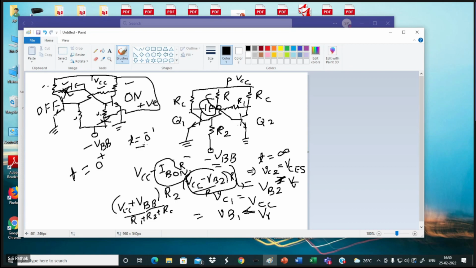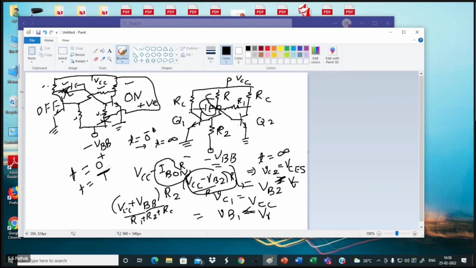It resembles t equal to infinity. T equal to minus, sorry, t equal to 0 minus resembles t equal to infinity case. Now I'm going to define t equal to 0 plus and t equal to capital T.